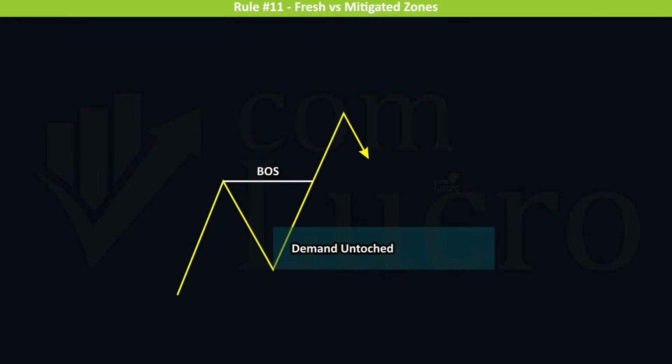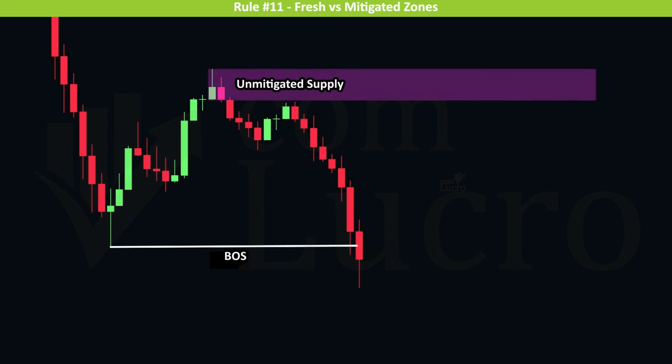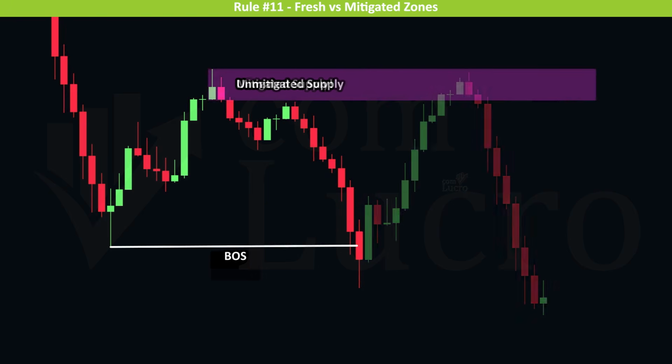Rule number 11 is fresh versus mitigated zones. Fresh zones are areas that have not been touched, which usually leads to much stronger reactions when price returns. For example, a fresh supply zone is one that has never been traded into before. When price comes back for the first time, the reaction is often sharp and aggressive.